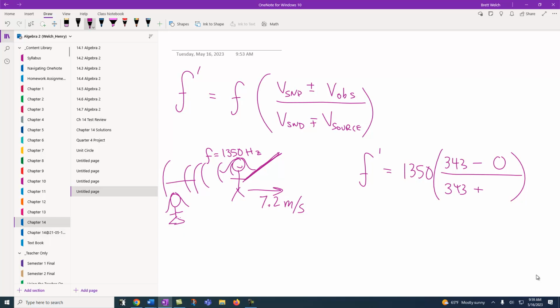And how fast is our source moving? 7.2. Yeah, what do you got? If they're going away, is it always the minus on top? Yeah, so if the gap is becoming larger, we expect the frequency to drop. If the gap between them is getting smaller because they're approaching each other, we expect to use the upper sign.